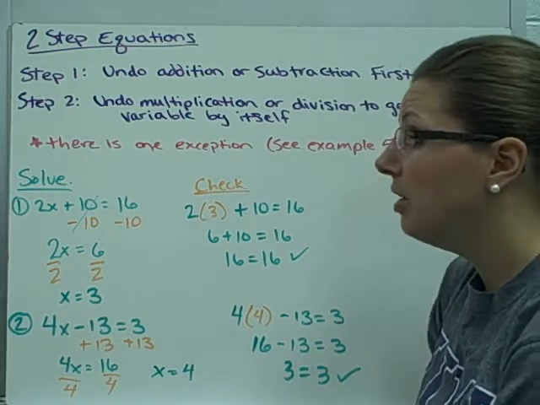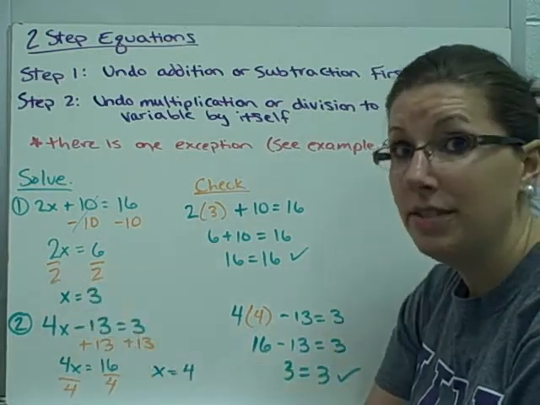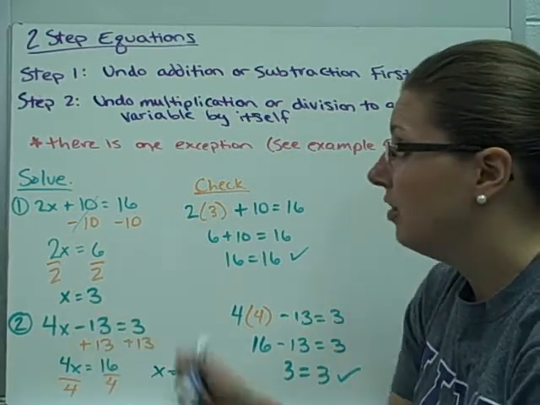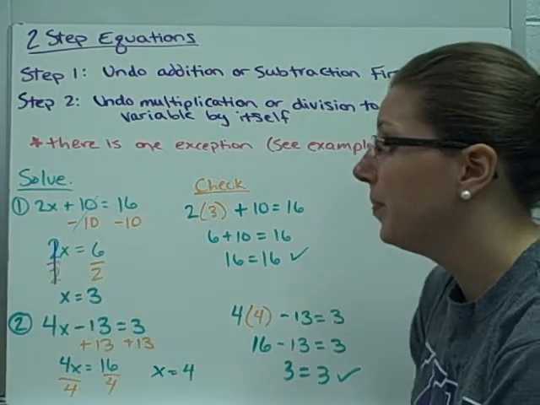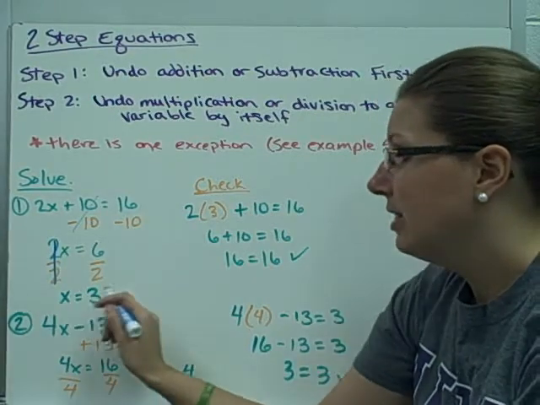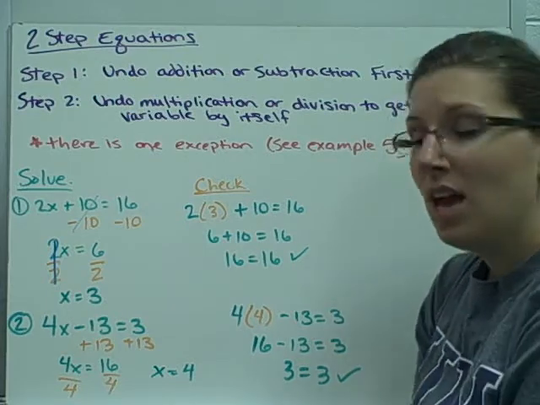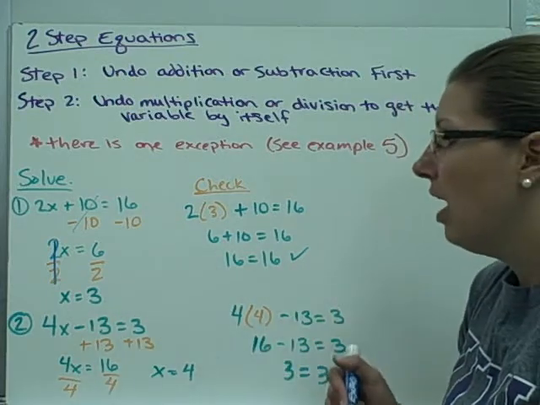So I undo the multiplication by doing division. What I do to one side, I must also do to the other. 2 divided by 2 is 1. So x equals 3, because 6 divided by 2 is 3. I go through and I check my work.